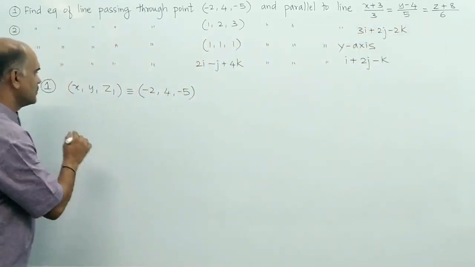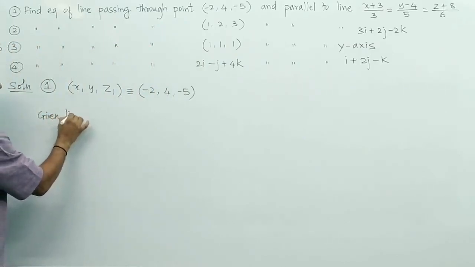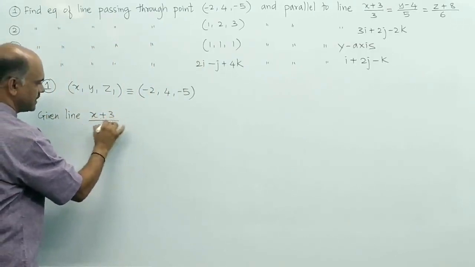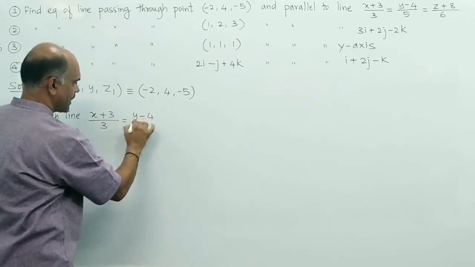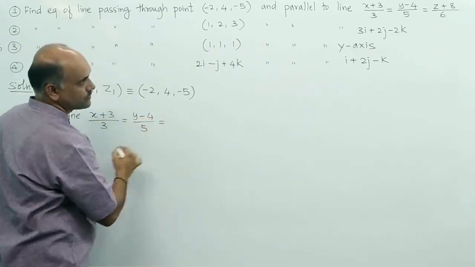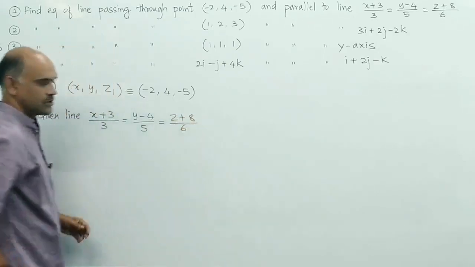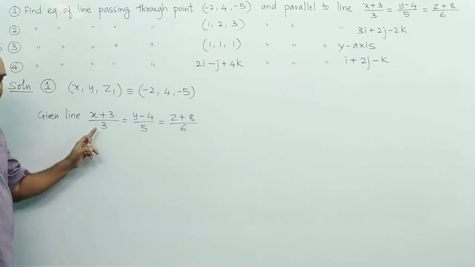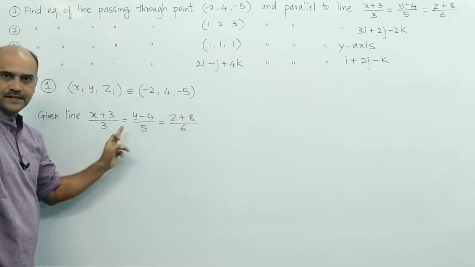Now the given line, he has given it as (x plus 3) by 3 is equal to (y minus 4) by 5 is equal to (z plus 8) by 6. The required line is parallel to the given line, means they will have the same direction ratios. So A, B, C will be the same.